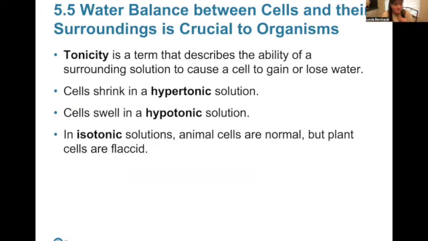Tonicity. Tonicity is a term that describes the ability of a surrounding solution to cause a cell to gain or lose water, just like with the eggs. This is how we were talking about hypertonic, hypotonic, and isotonic. Hyper, high, tonic, solute. So that means a higher amount of solutes in the solution. Hypotonic solution, hypo, low, tonic, solutes. So this means the solution has a lower number of solutes. And then iso just means same. So isotonic solution means it's the same on both sides.